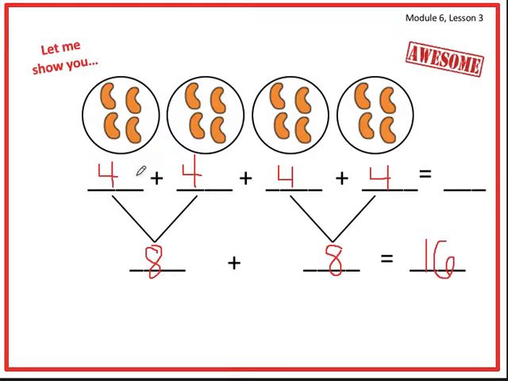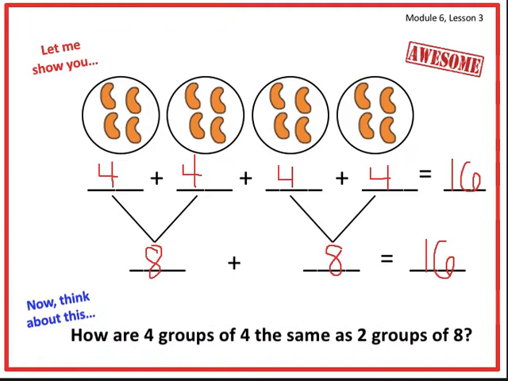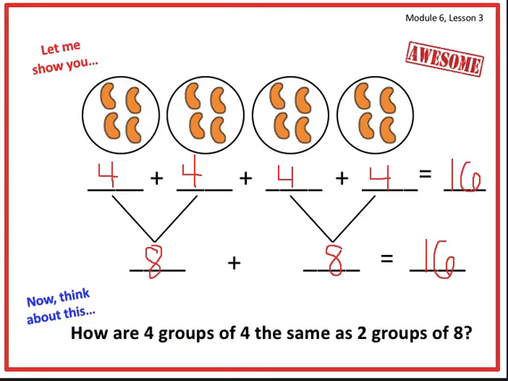How are 4 groups of 4 the same as 2 groups of 8? Think about that for a minute. How are 4 groups of 4 the same thing as 2 groups of 8? If you said that they both have the same sum, you're right. They're grouped differently, but they end with the same answer. All right.